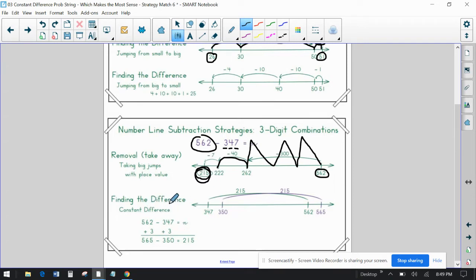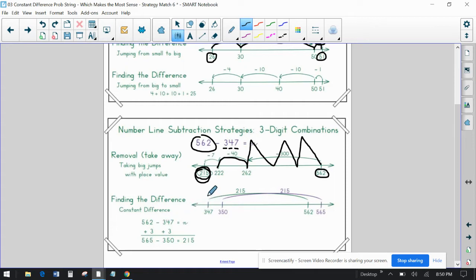Now, this is a strategy, probably my all-time favorite. It blew my mind when I first learned it. What you do is you plot your big number and your small number. So here's my big number, 562, and my small number, 347. And then there is a way to tweak your problem to make it an easier problem. So you're going to actually change the problem to a different problem, but the way that you change it will make sure that the answer to the different, easier problem is the exact same.